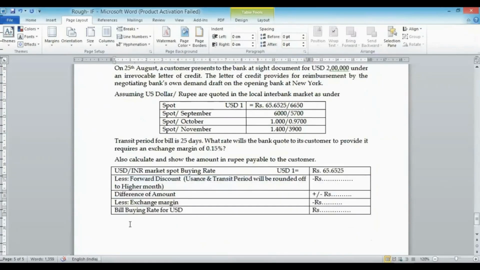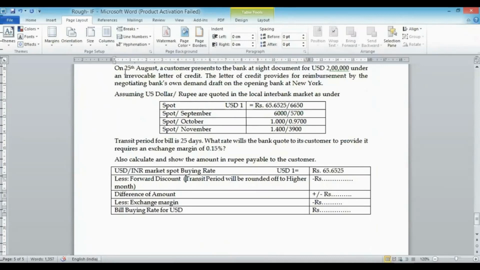Discount will be there. Usance and transit period: usance period is not given, so why consider usance period? Transit period will be rounded off to the higher month. Now, 25 days from 25th August. Since August has 31 days, if we count 25 days from 25th August, it will lie somewhere around 19th or 20th September. It hardly matters.